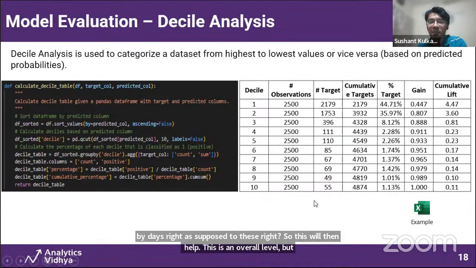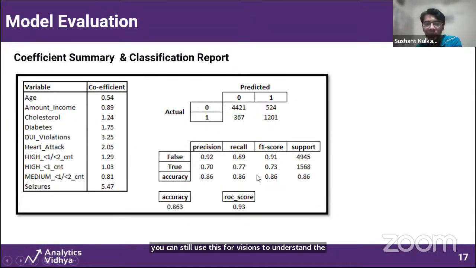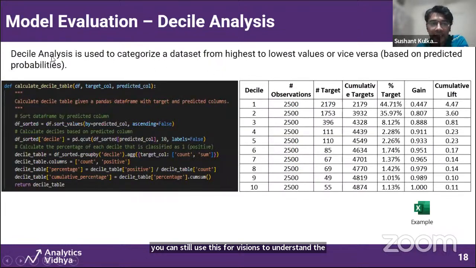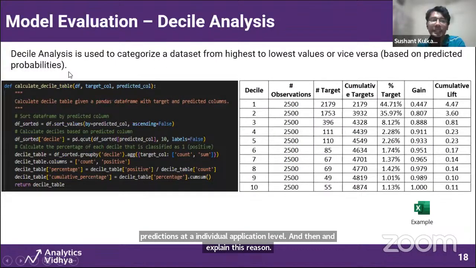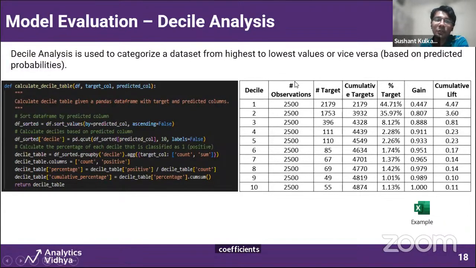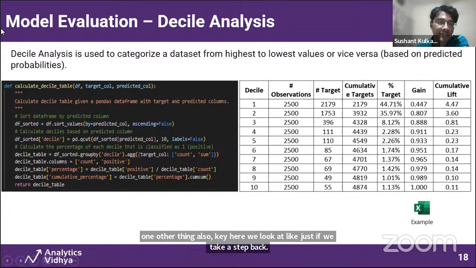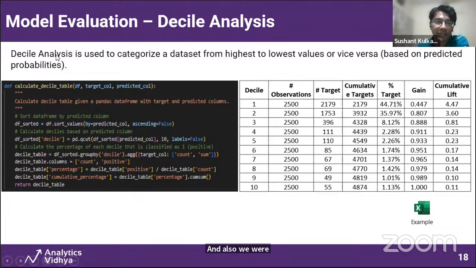Right. So moving to one last thing. The couple of things we discussed here are the coefficients and the classification report or the confusion matrix. But one other thing that is also key, if we take a step back, is that we want to use this model in multiple ways, right? You want to filter out the top risky applicants, and also the least risky ones. For that you can look at what is commonly called the decile chart or the decile table, right?